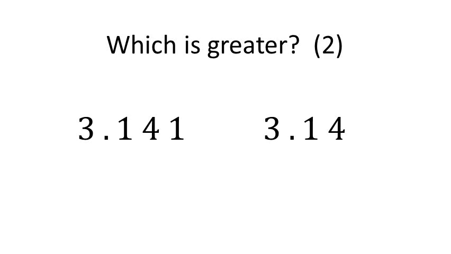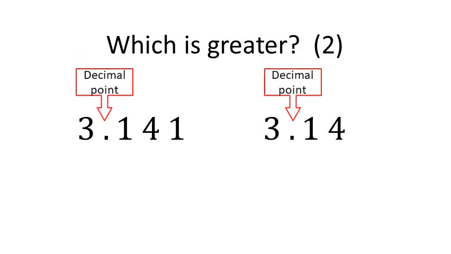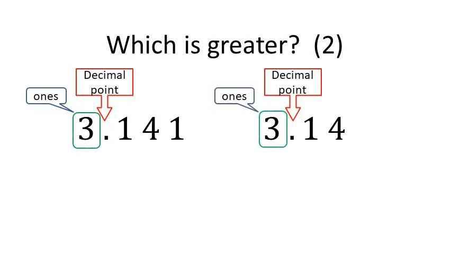Now let's compare another two decimals, 3.141 and 3.14. Again, check the decimal points for both decimals first. Compare the whole number parts, which are the numbers on the left side of the decimal points. Both decimals have the same digit 3 in the ones position. They are the same so far.